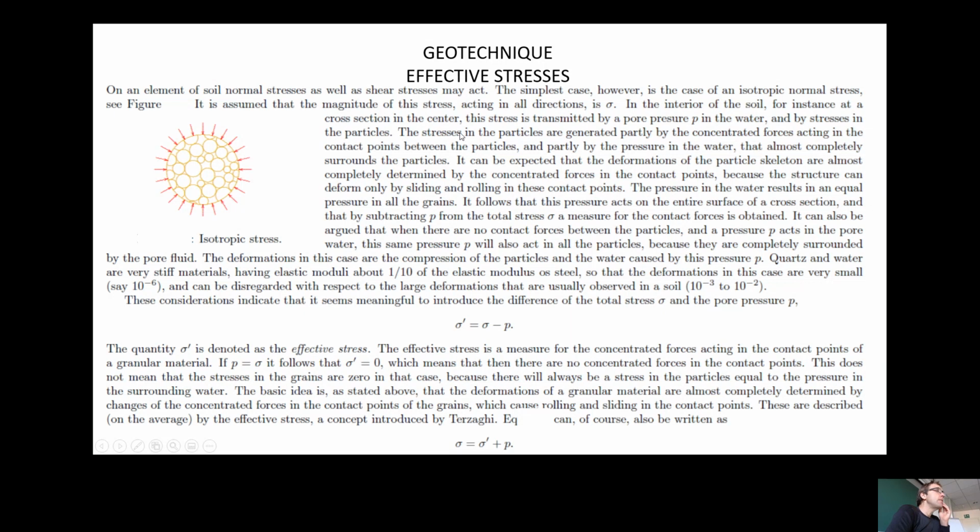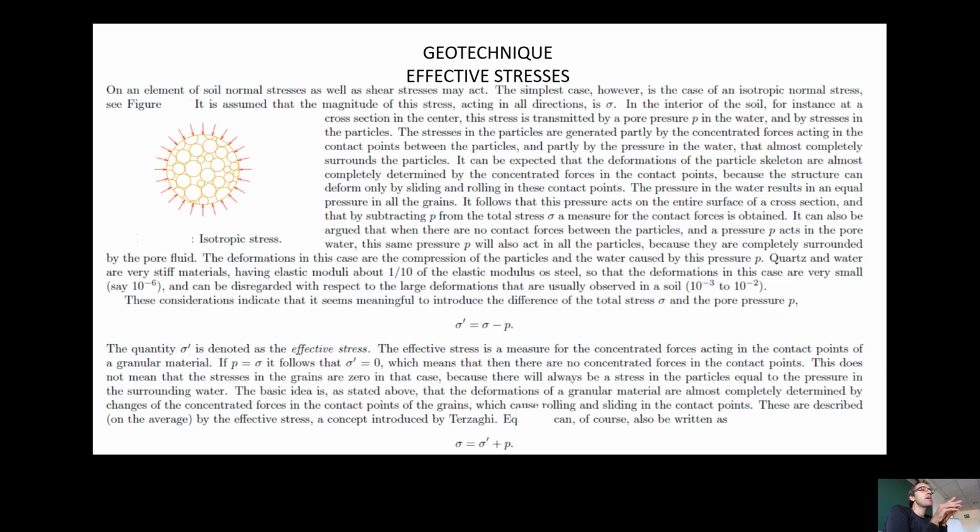It can be expected that the stresses in the particles are generated partly by the concentrated forces acting in the contact points among the particles, but also by the pressure in the water that surrounds the particles. And it can be expected that the deformation of the particle skeleton is almost completely determined by the concentrated forces in the contact points, since the structure can slide and roll between them in the contact points. So the pressure in the water results in an equal pressure in the grain. So this is the internal equilibrium in a soil. Again, the pressure in the water results in an equal pressure in the grain.